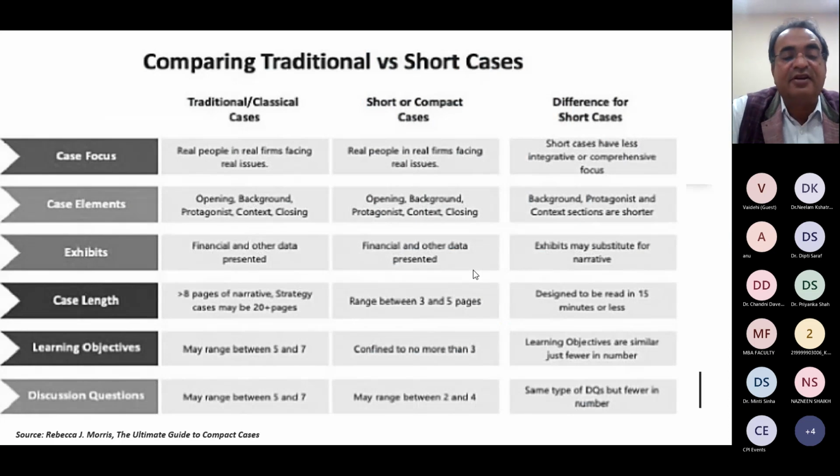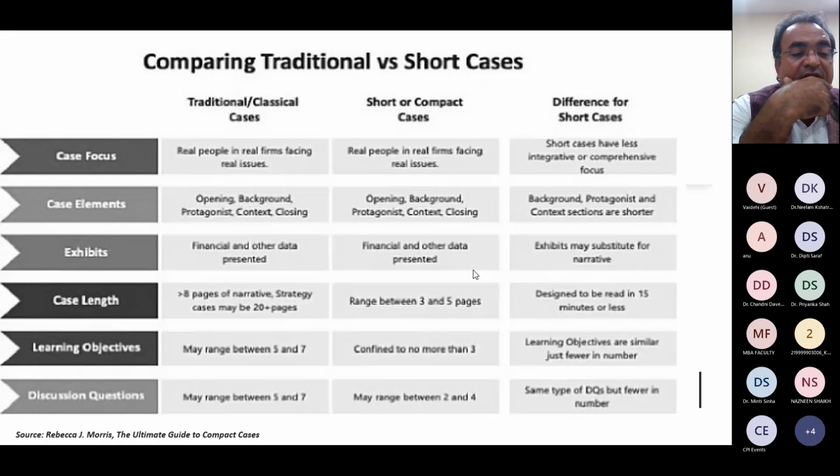Okay, so this is an interesting diagram here. I've taken it from a book labeled the Ultimate Guide to Compact Cases. It is written by Rebecca, who happens to be the editor-in-chief of the case journal by Emerald. Very nicely, she has compared the traditional versus the short cases, or the compact cases. So you may just go through it, and if you have any issues, we can look at them.